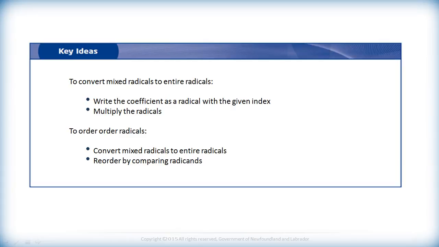So let's just keep in mind to convert mixed radicals to entire radicals, we write the coefficient as a radical with the same index as the other part of it, and then we just multiply our radicals together. So to order them, we convert all the mixed radicals into entire radicals, and then we just reorder them by comparing the radicands of the entire radicals. Make sure you know this part.